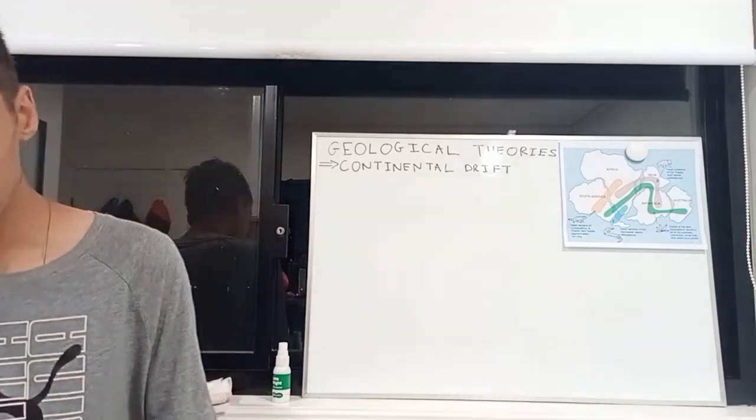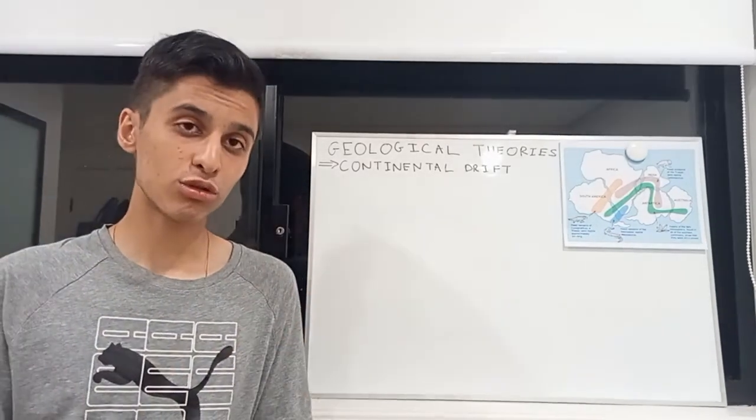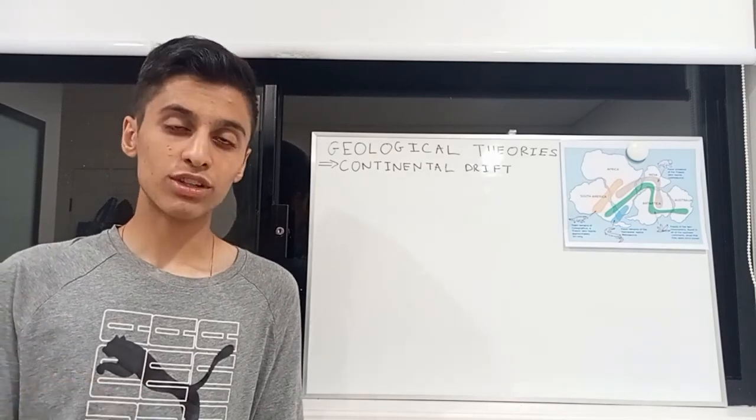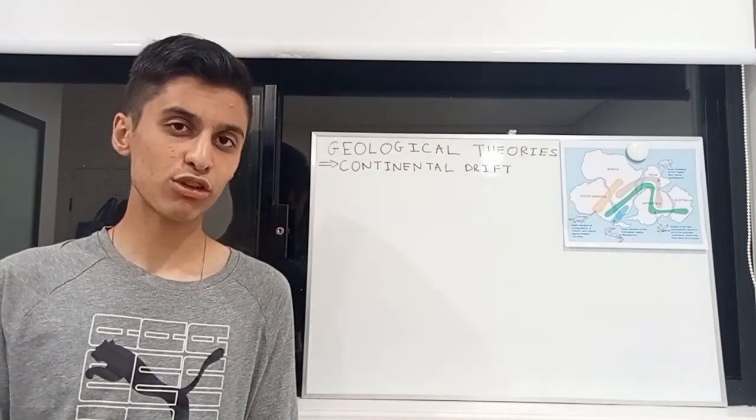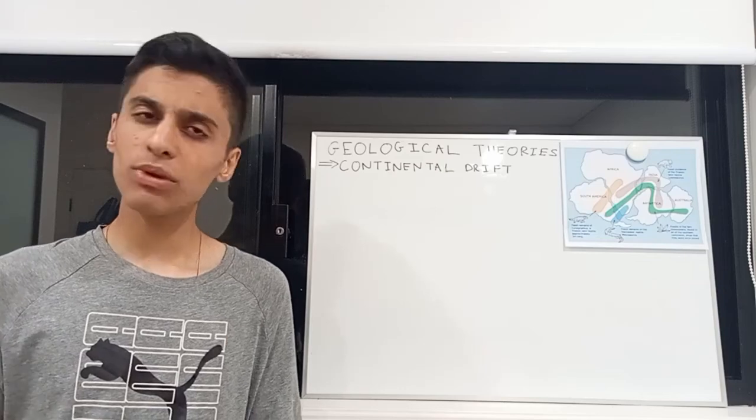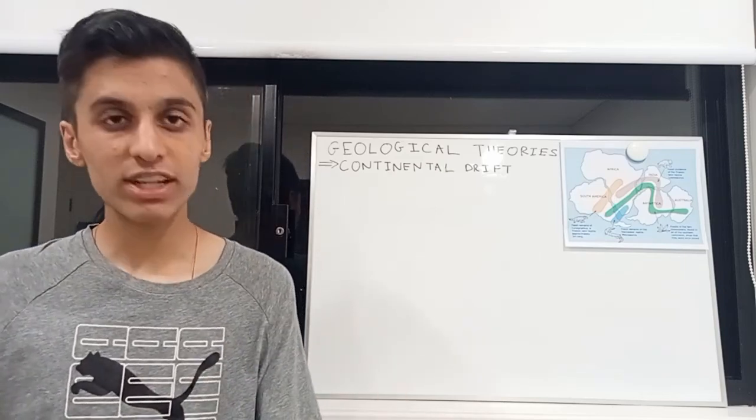Hello everyone. Today we'll be looking at the four key geological theories. These include continental drift, convection currents, seafloor spreading, and plate tectonics. So without any further ado, let's just jump straight into them.